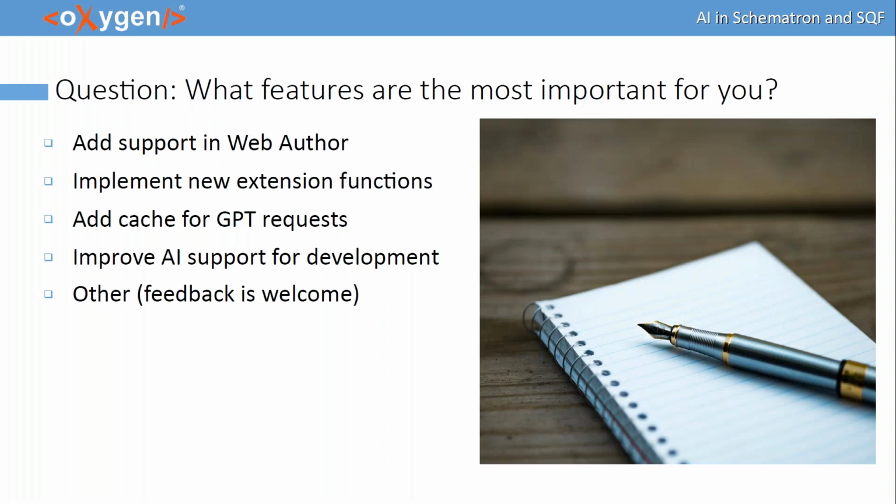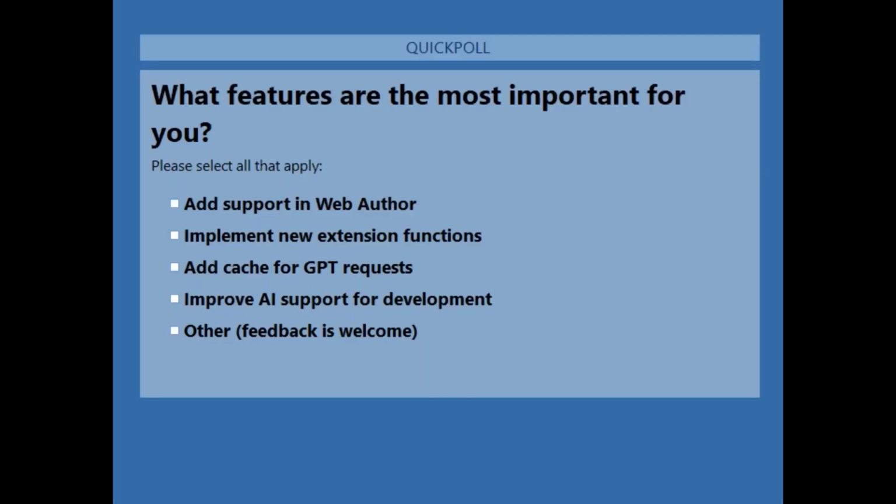I have a question for you here. What features are the most important for you? I added here the features that we intend to implement in the future, but if you have other suggestions, you can use the questions panel and provide us feedback. So your feedback is always welcome, and I think it's important to get this feedback from you and see what you need more. So you can select one or more of the features that I added here, or you can check other and maybe use the chat to provide us more details.